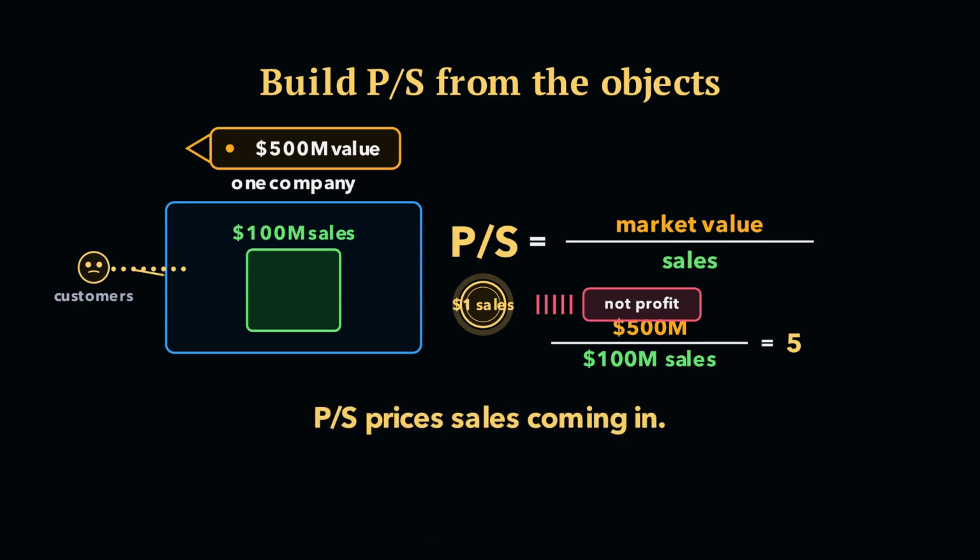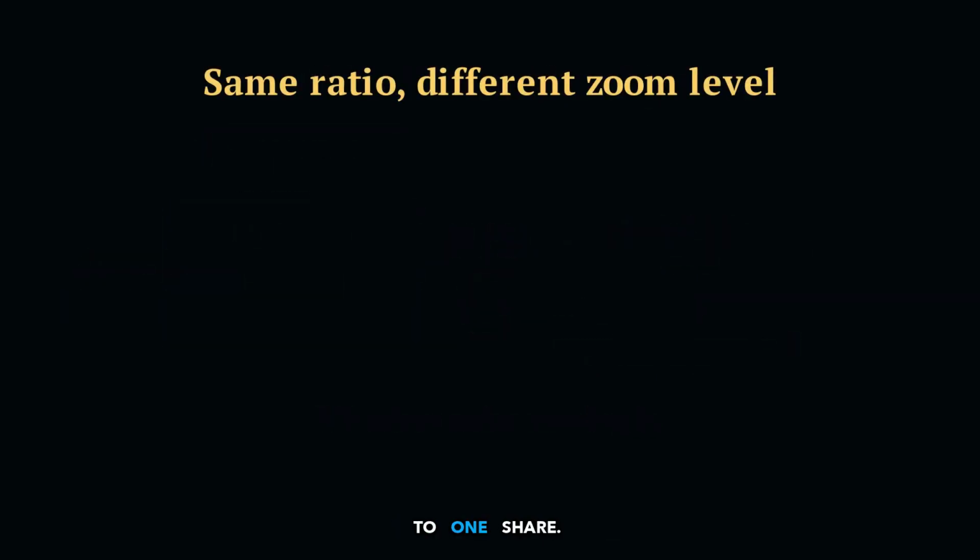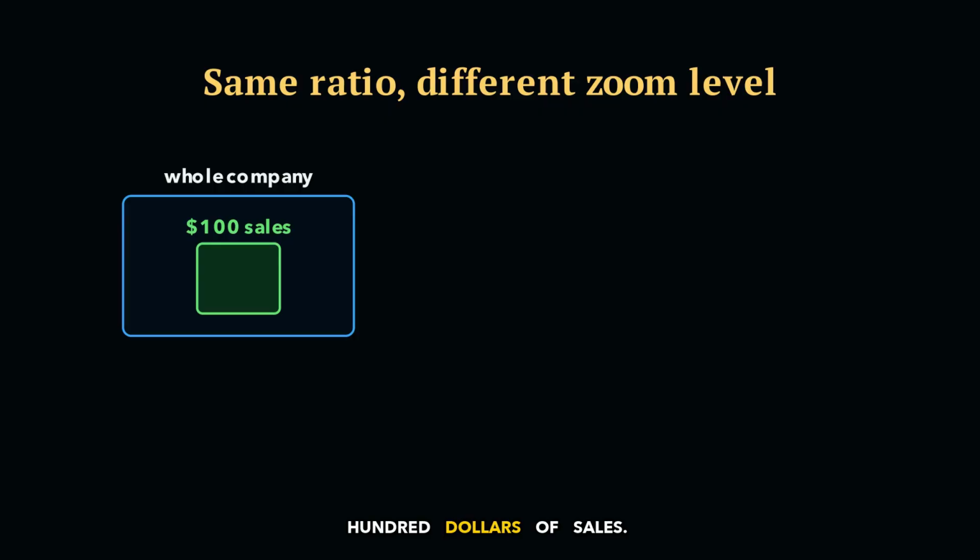Quick recap. PS does not ask, how much profit did the company make? It asks, how much are investors paying for the sales coming in? You can also zoom into one share. Imagine the company has 10 shares. The company has $100 of sales. If those sales are spread across 10 shares, each share has $10 of sales behind it.